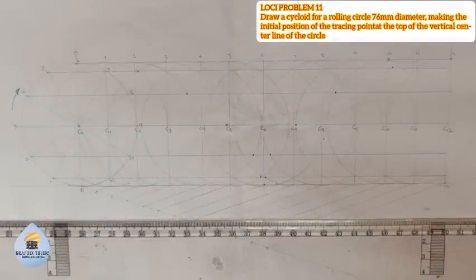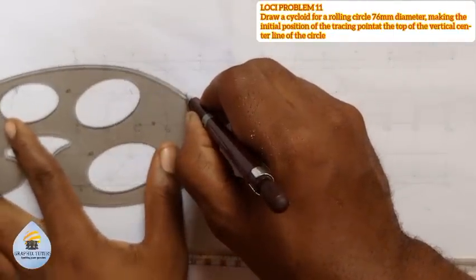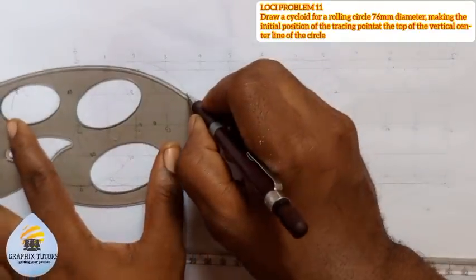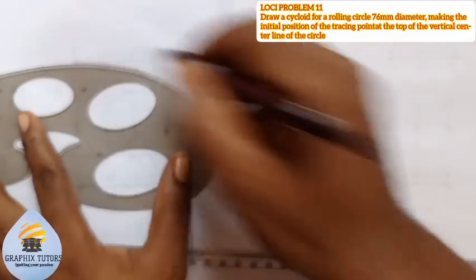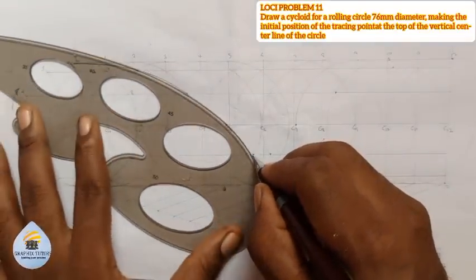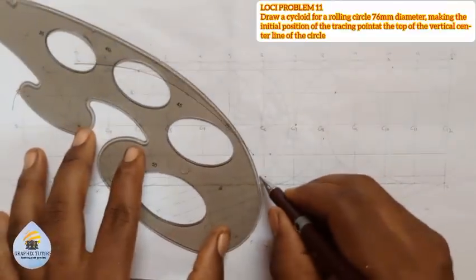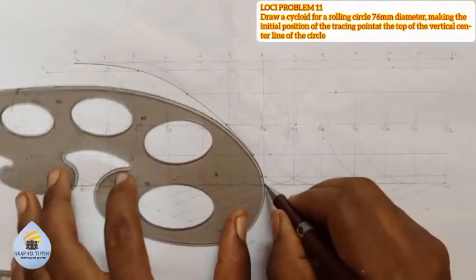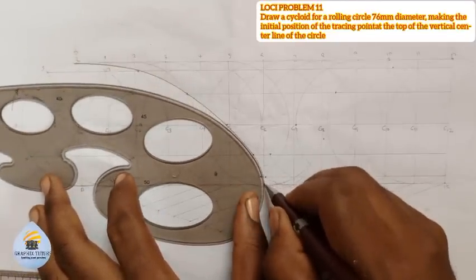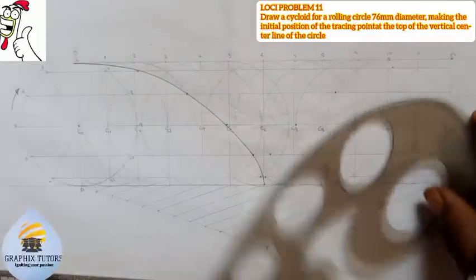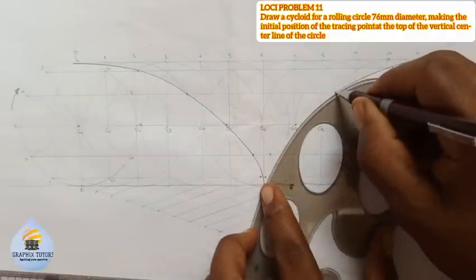So I will now use my French curve. I'm now going to join those points together. So if I start from here, I will join those points from here to here. So from here, I will join these points. Right? So I can take from here to here. Then the next one, I'll join this point from here to here. Then the next one, I'll take these two. Then the next one is coming from here. The next one to this.